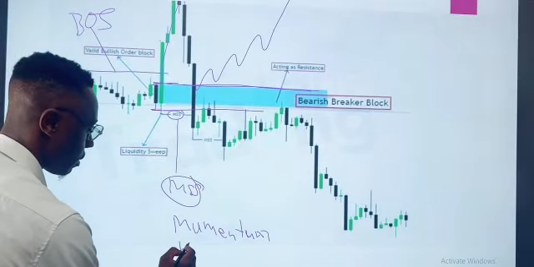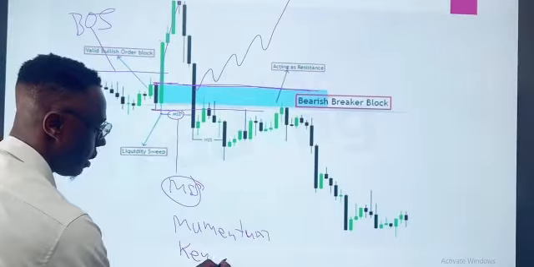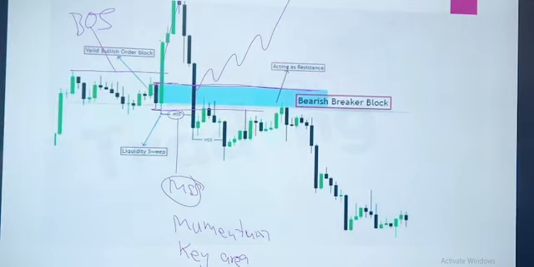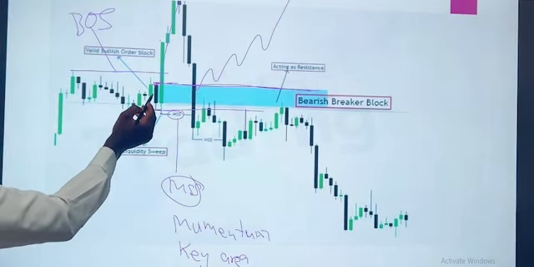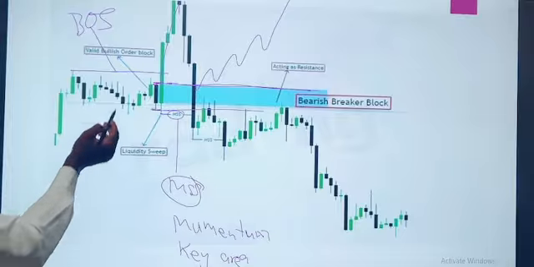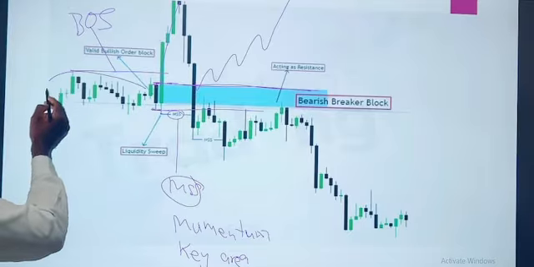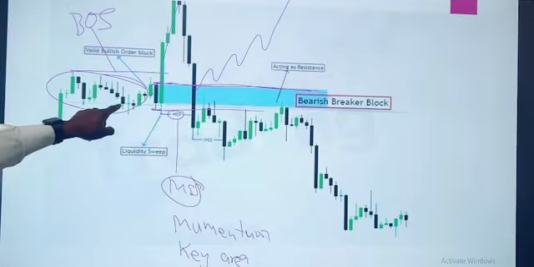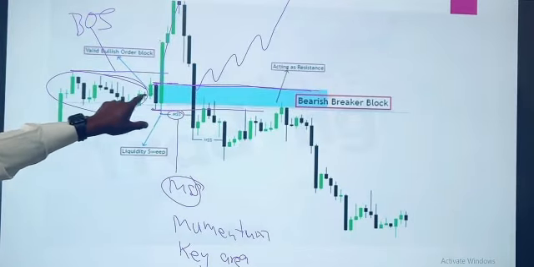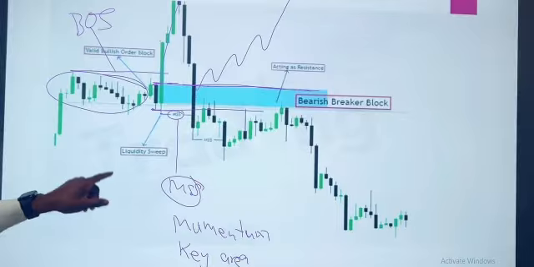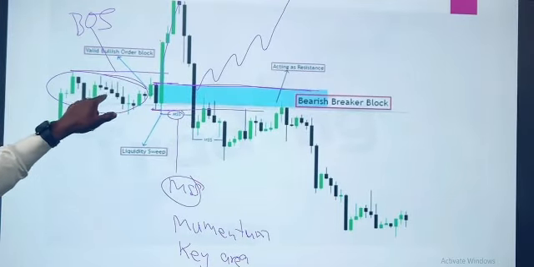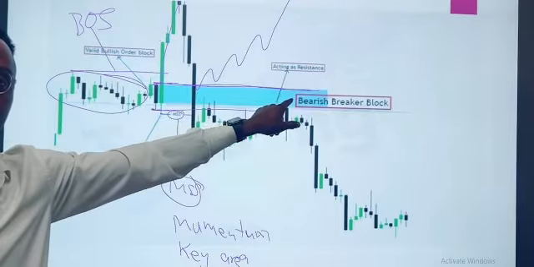Key area. Sorry. Now look at this. This breaker block is also found in a key area. This zone is a whole rejection area. So at the end of the day, if the price comes back, it's going to repeat the same behavior here at the right side.